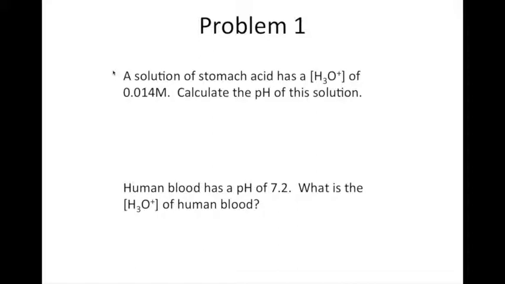So let's practice converting and calculating pH and hydronium ion concentration in these two problems. A solution of stomach acid has a hydronium ion concentration of 0.04 molar. Calculate the pH of that solution. And second, human blood has a pH of about 7.2. What is the hydronium ion concentration in human blood? Pause the video, solve these two problems, and then check your answers.